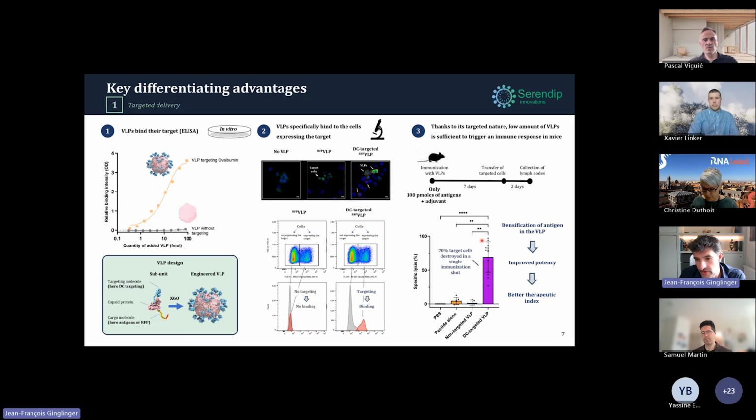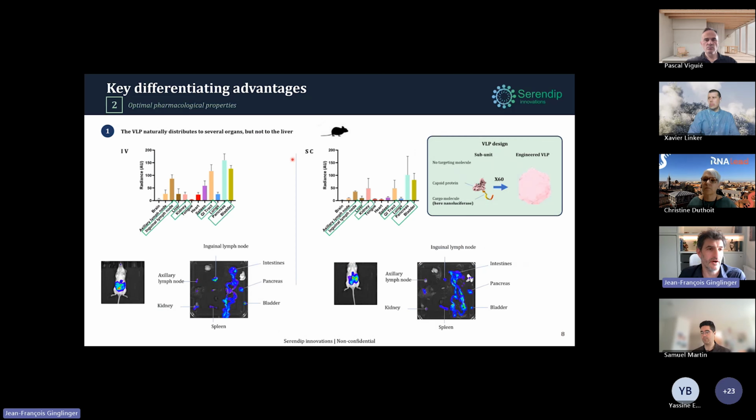So we believe this was achieved thanks to the fact that this very low amount of antigen was densified within the VLP, which resulted in improved potency and a better therapeutic index. So I'm moving on to other pharmacological properties. This is the body distribution.